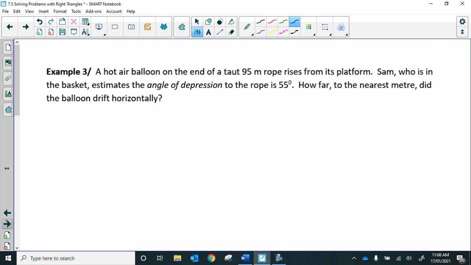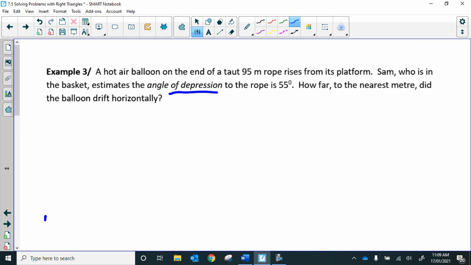A hot air balloon on the end of a taut 95-meter rope, that just means it's like a tight rope, it's not bending, okay, rises from its platform. Sam, who's in the basket, estimates the angle of depression to the rope is 55 degrees. How far to the nearest meter did the balloon drift horizontally? Okay, so we need to draw a diagram here.